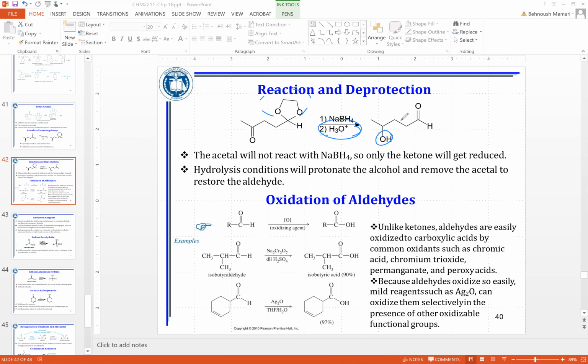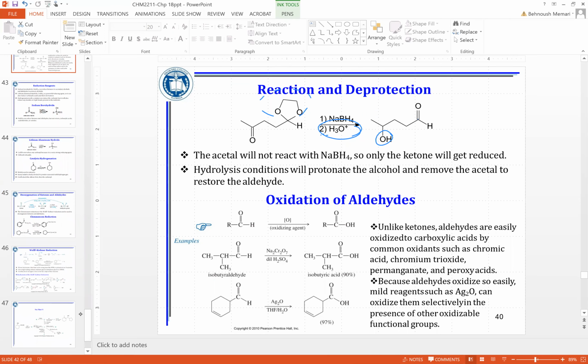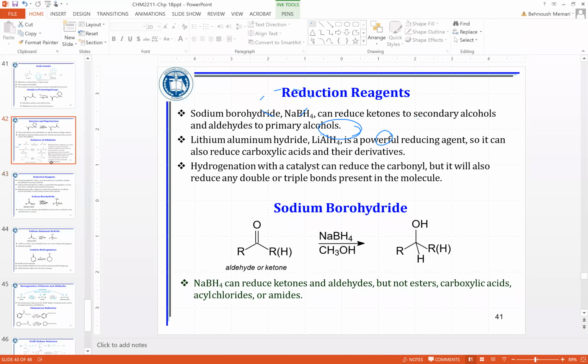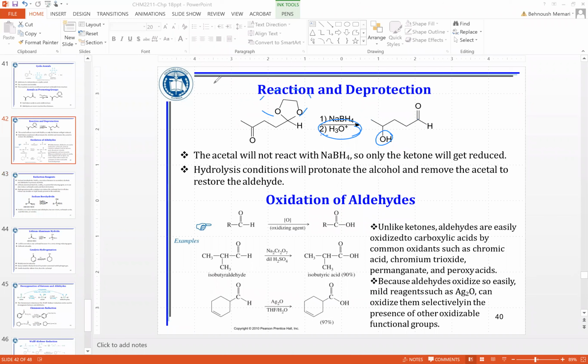Okay. Next reaction is oxidation of aldehyde. Aldehydes can be oxidized, but ketones cannot. You don't oxidize the ketones, but you can oxidize aldehydes, because the carbonyl group carries a hydrogen, so there's still room to add another oxygen to it. In order to oxidize, you would use an oxidizing agent stronger than sodium borohydride, because sodium borohydride is not going to oxidize. Sodium borohydride is the reducing agent.